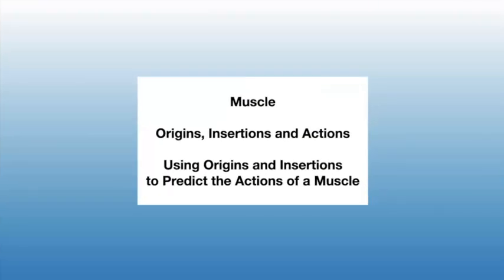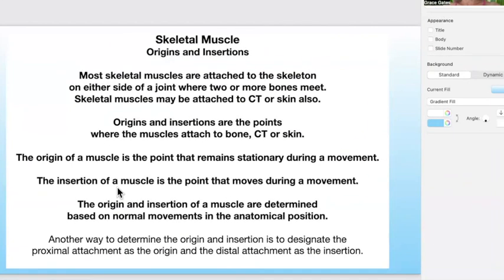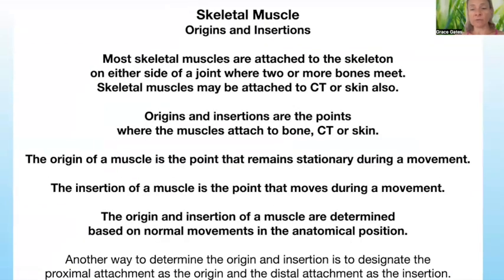All right, we will start with learning about the origins, insertions, and actions of muscles, and then using origins and insertions to predict the actions of a muscle. All right, so most skeletal muscles are attached to the skeleton on either side of a joint where two or more bones meet. Skeletal muscles may also be attached to connective tissue or skin.